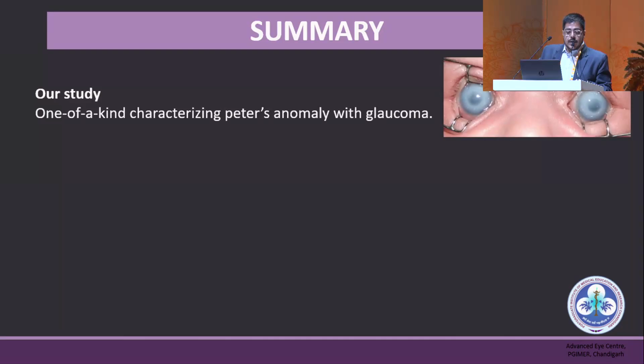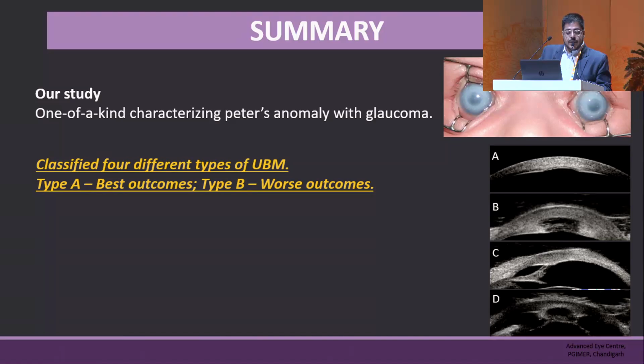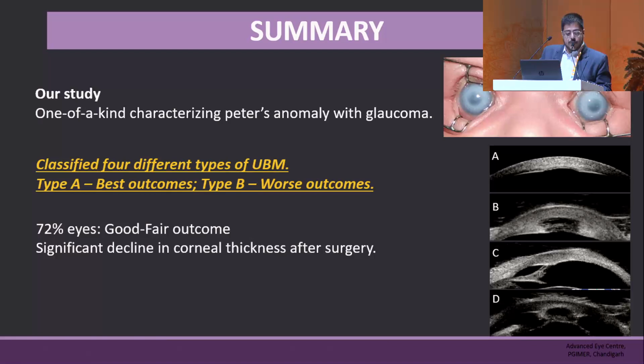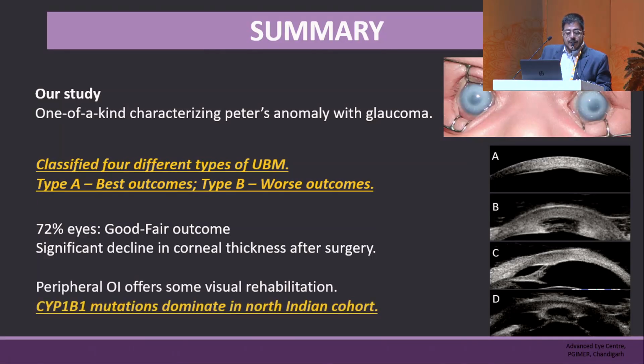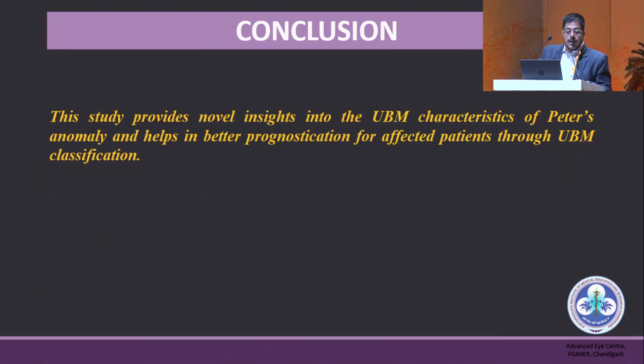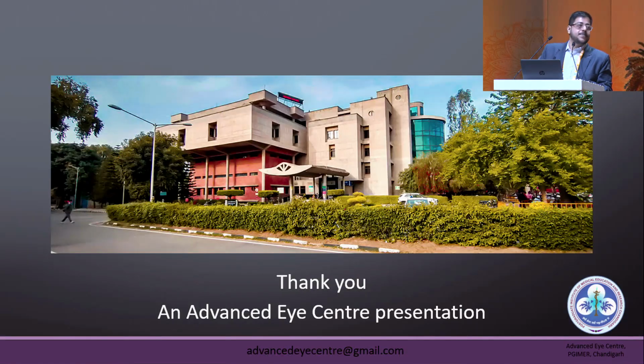So to summarize, our study was a one-of-a-kind study characterizing Peters anomaly with glaucoma. We classified UBM into 4 different types, with type A having the best outcomes and type B having the worst outcomes. Overall, 72% of the eyes had good to fair outcome in our study, and there was significant decline in corneal thickness after surgery. Peripheral optical iridectomy offers some visual rehabilitation in these children, and CYP1B1 mutations dominate in the North Indian cohort of Peters anomaly. So to conclude, this study provides novel insights into the UBM characteristics of Peters anomaly and helps in better prognostication for affected patients through UBM-based classification. Thank you.